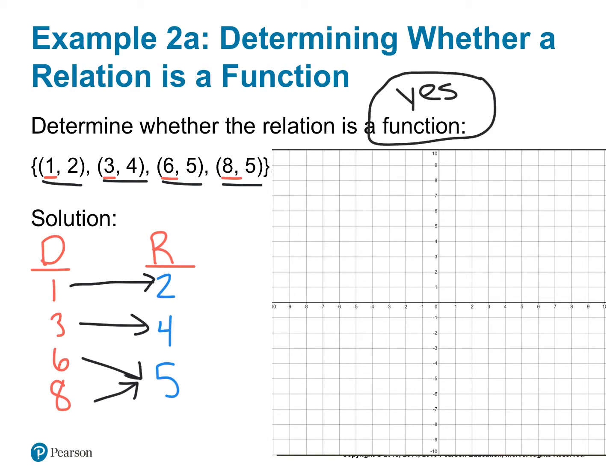And I'm going to show you another way to check that. I'm going to plot those points. So 1, 2, I go over 1 on the x, up 2 on the y. Here's my x-axis. Here's my y-axis. And then 3, 4, I go over 3 and up 4. 6, 5, go over 6, up 5. And 8, 5, I go over 8, up 5.